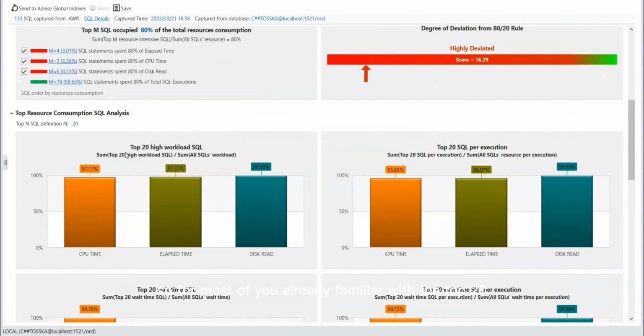So most of you are already familiar with the top 20 SQL resource consumption method. So you can see that the CPU time is up to 97% for the top 20 SQL statements. It's not necessary to tune all top 20 SQL statements. If you don't have time, you can focus on these 3 SQL statements, which will be good enough to solve most of your resource performance problems here.